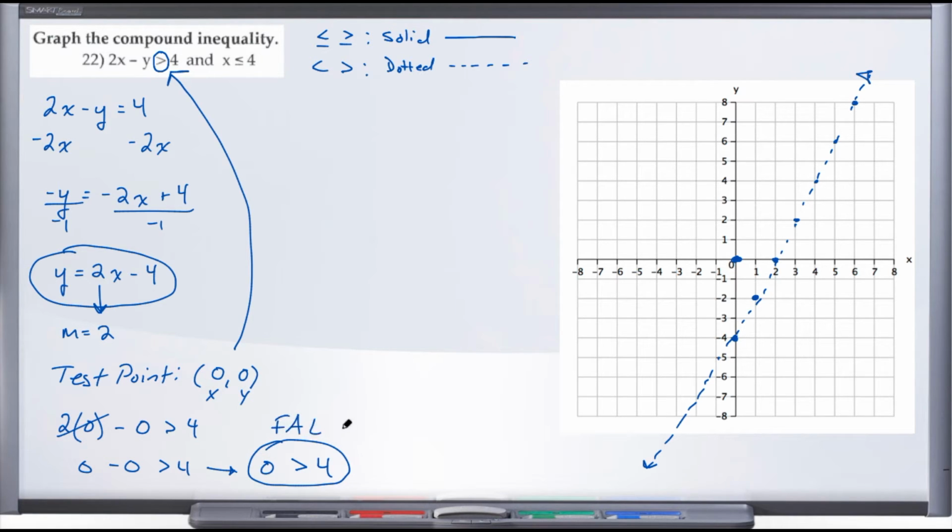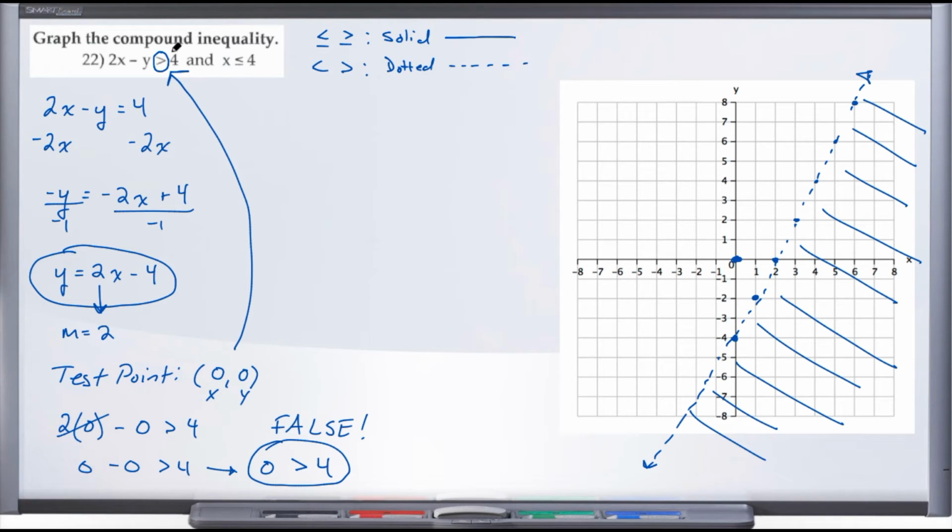No, 0 is not greater than 4, and so this is a false statement. In this case, since the test point we chose was above the line, any point above this line will also give us a false statement. We only shade on the side of the line where the points make our inequality true. So if the points above the line make our inequality false, the points below the line must be where we're shading. These are where our points are going to be true.